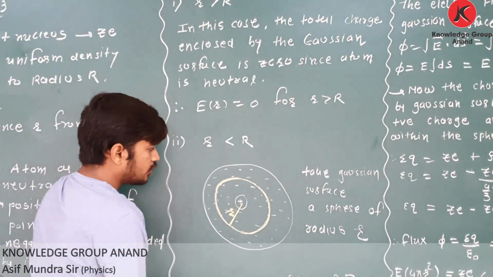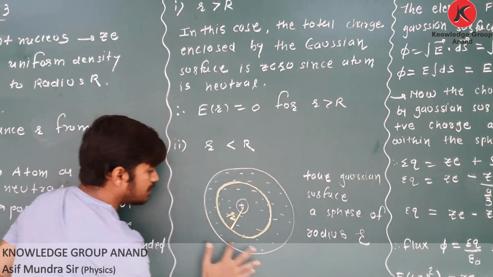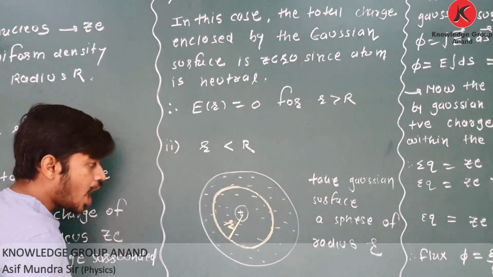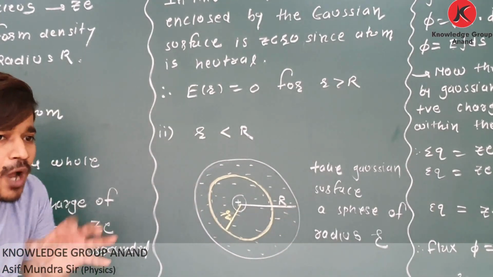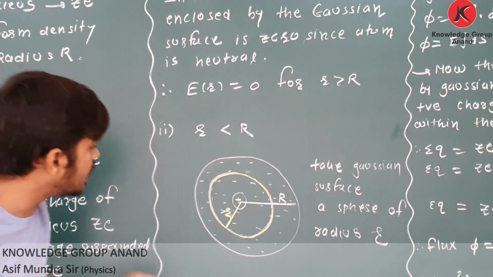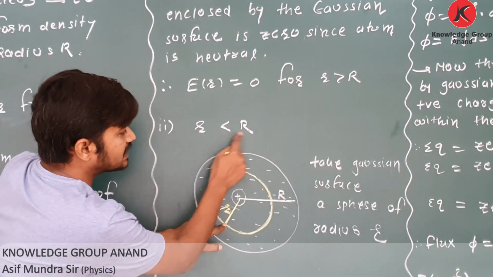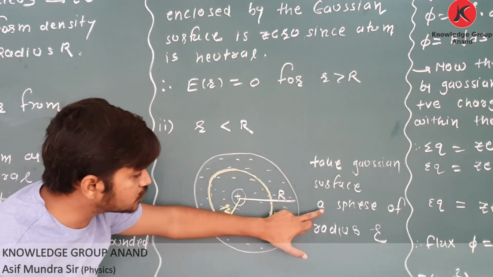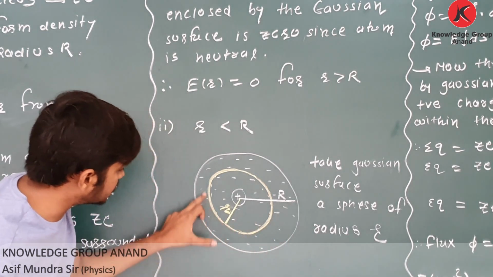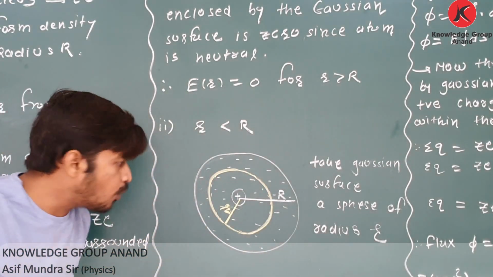Now second case, for r less than R, that is inside. Draw the figure: positive charge nucleus, surrounded by negative charge, electrons, up to radius capital R. Now as you have to find the electric field inside, take a point at distance small r, which is less than R. Assume a Gaussian surface, a sphere of radius small r. Clear?